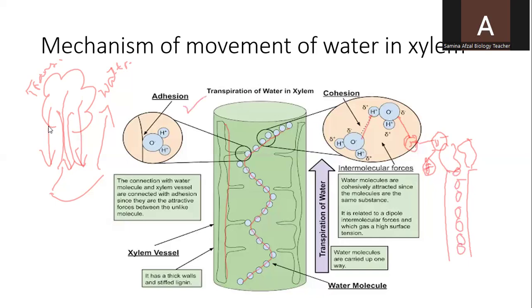Due to this cohesion and adhesion, the water level is maintained and water moves in the upward direction. They force each other. They try to keep themselves with each other. In this way, they move in the upward direction. So water molecules are carried up one way. In this way, the water molecules are moved in the upward direction in the xylem vessels. So this is the mechanism of movement of water in xylem vessels.